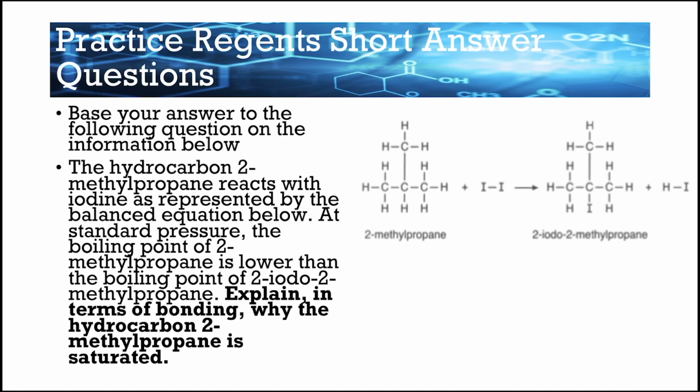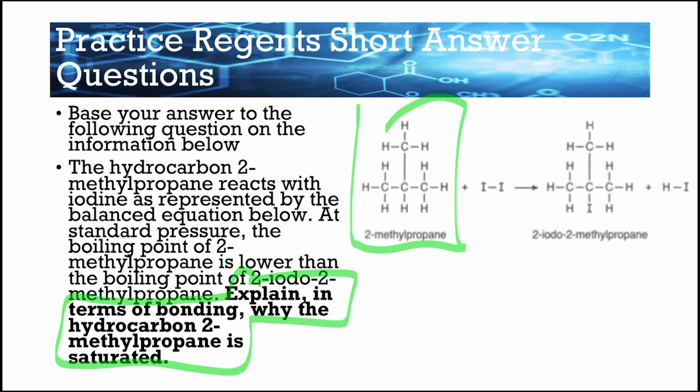I am not going to read all the question for you because you guys are very capable of reading. But what I put in bold is what we need: to explain in terms of bonding why the hydrocarbon 2-methylpropane is saturated. So it's saying, why is that saturated? In terms of bonding. So based on bonds, why is that saturated? You can say only single bonds are present. So if you had anything other than single bonds, it wouldn't be saturated. That's it.